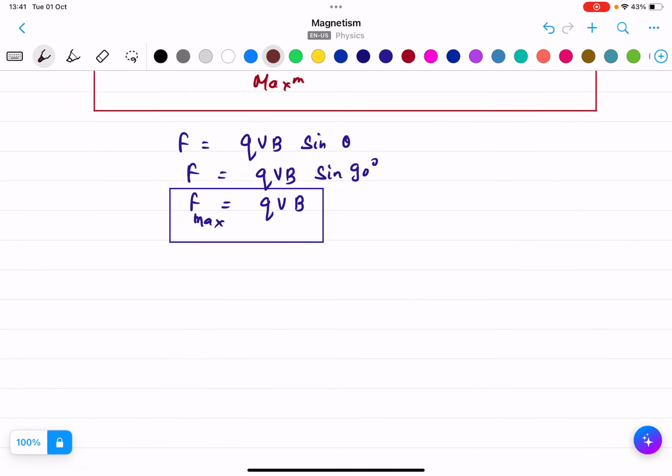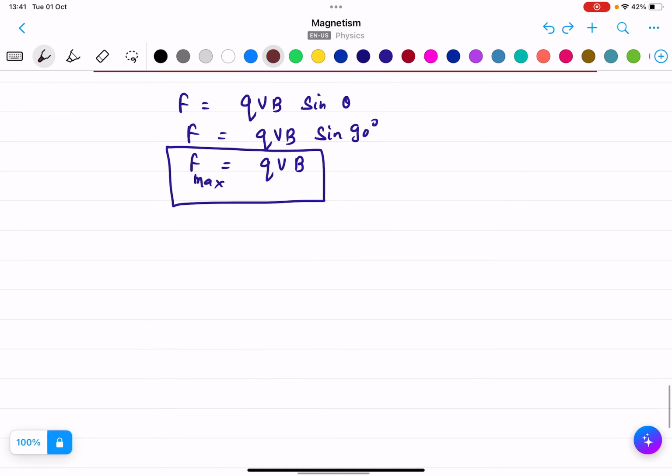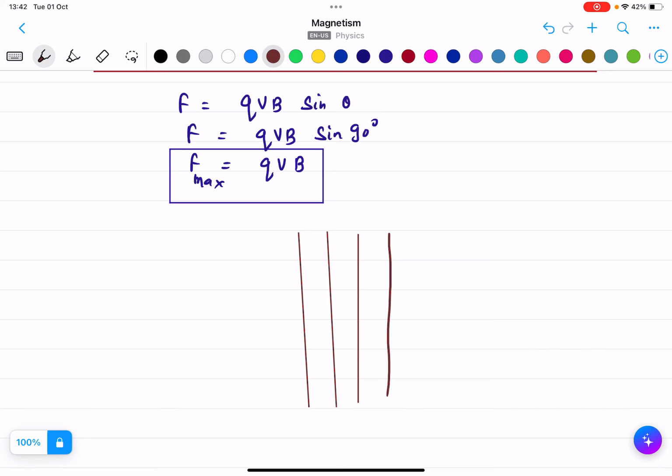Now consider the other case. Suppose this is a magnetic field. Okay, now we will consider the magnetic field in this direction. Okay, these lines are straight.